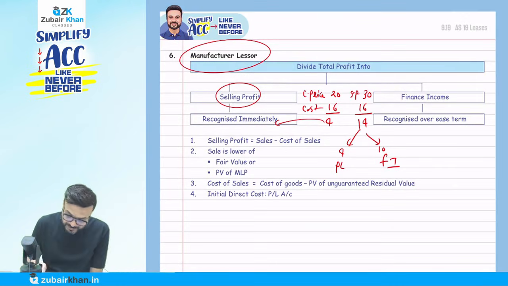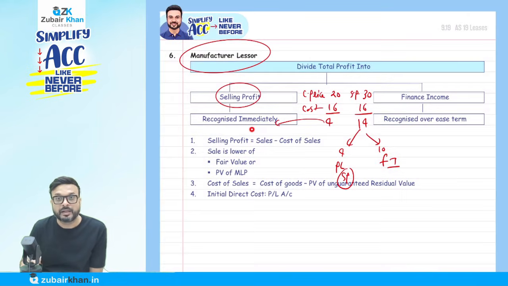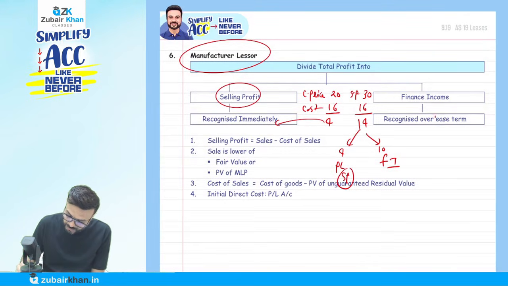Okay. So this is selling profit. This selling profit will be recognized immediately in the P&L account, and this finance income is recognized over the lease term.